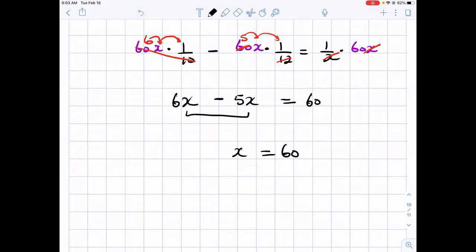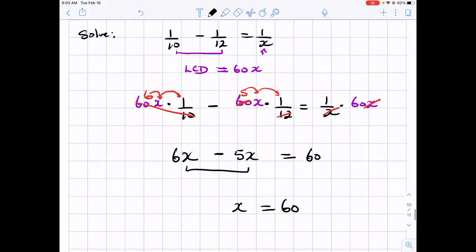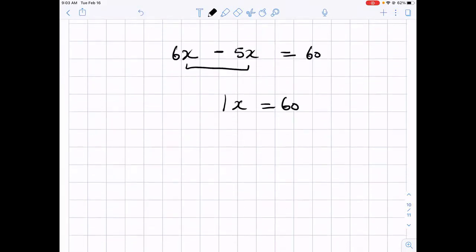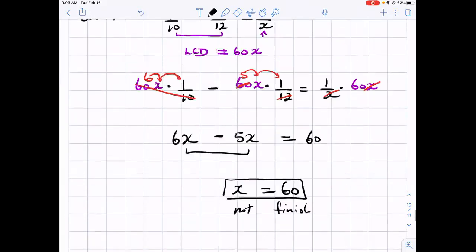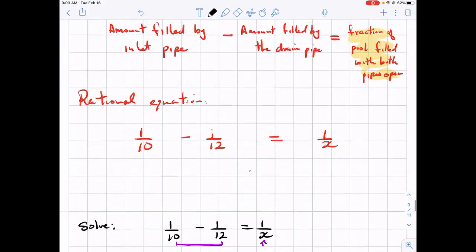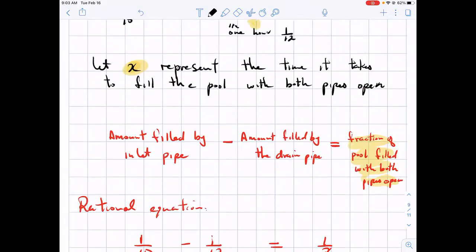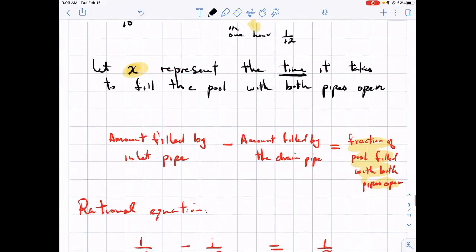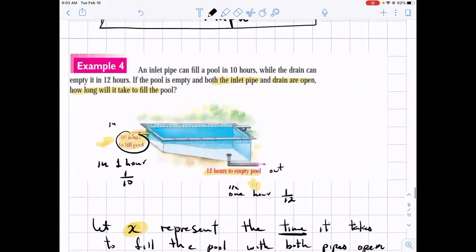Now, you're not finished, right? It's very common that when we get here, we think we're finished. You're not finished. If you look, what comment did you make? You said let x represent the time. So in this problem, we were talking about hours, 10 hours, 12 hours.